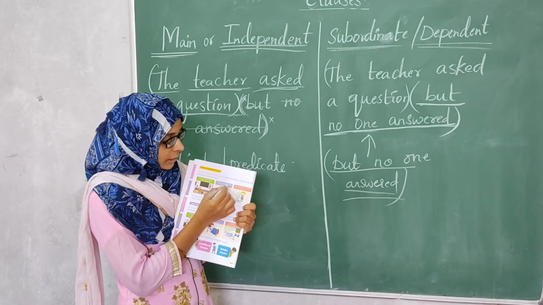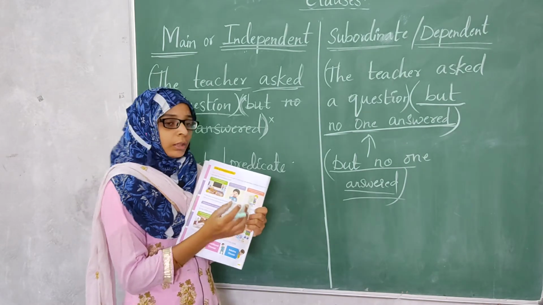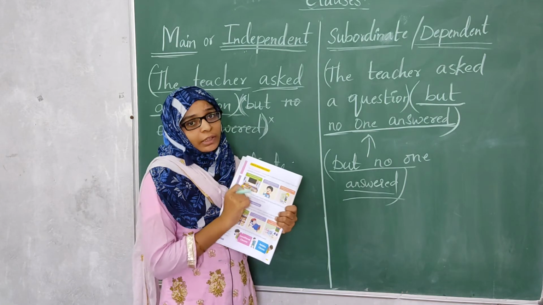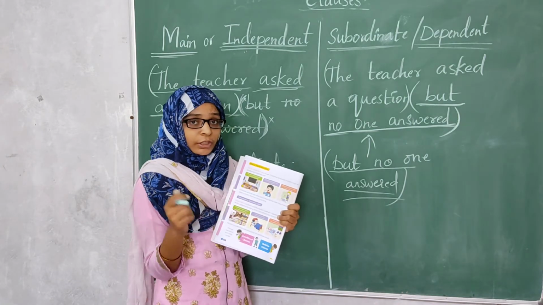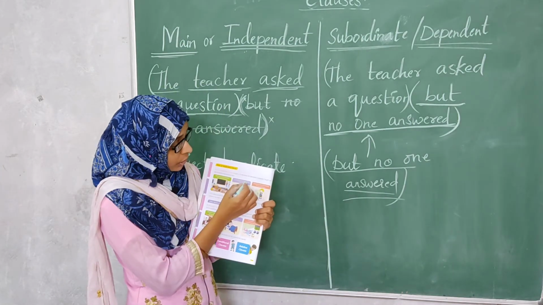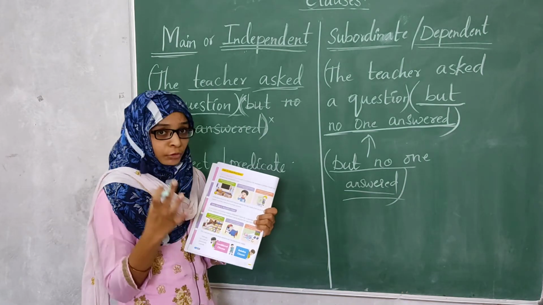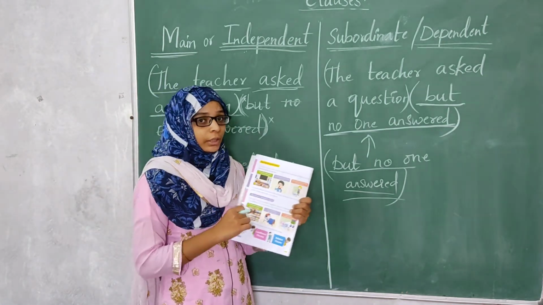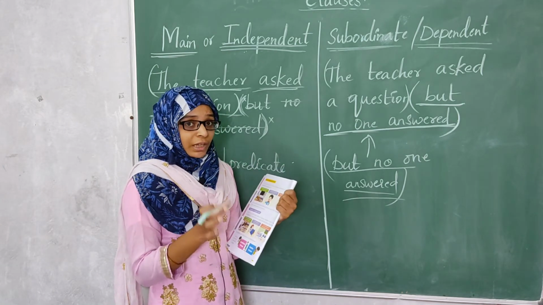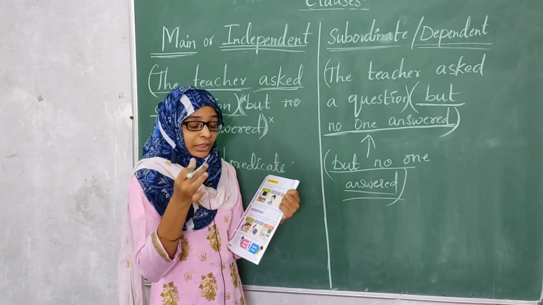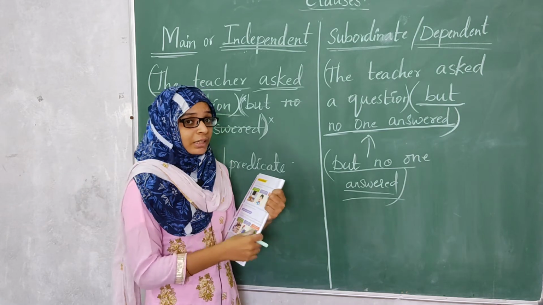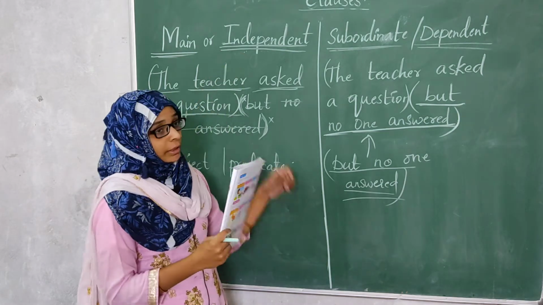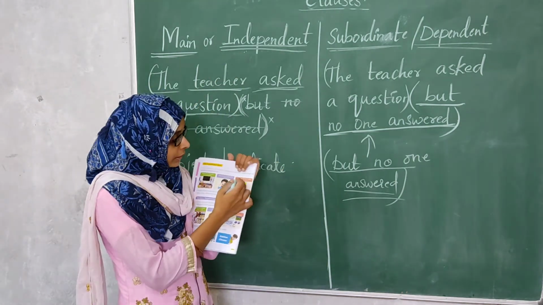If we don't write this, because he is unwell, then also it is giving us the complete meaning. Okay, it is not necessary that you need to mention here because he is unwell. If you don't write this also, it is giving us the complete meaning. So which gives the complete meaning and which can stand itself as a sentence is called a main or independent clause. Look at this example now.